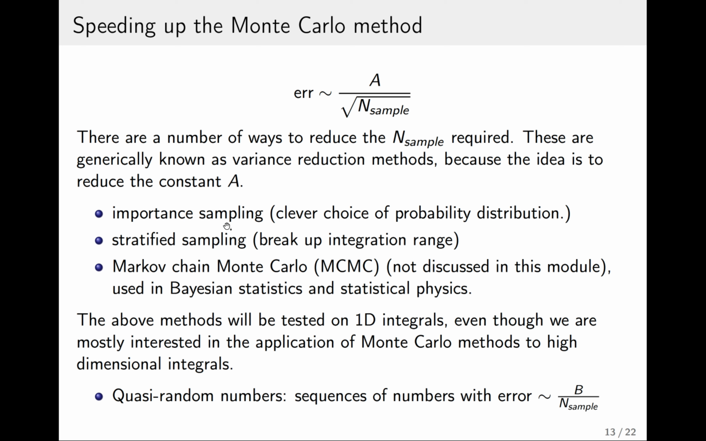So one of the techniques we're not really going to talk about is importance sampling, and that means you have to do a clever choice of probability distribution. There's something called stratified sampling. This is, instead of doing the integral between 1 and 0, it can be more efficient to do the integral between 1 and 0.5, and then 0.5 and 0, and that essentially breaks up the integration region, and you can actually sometimes get the errors down using that.